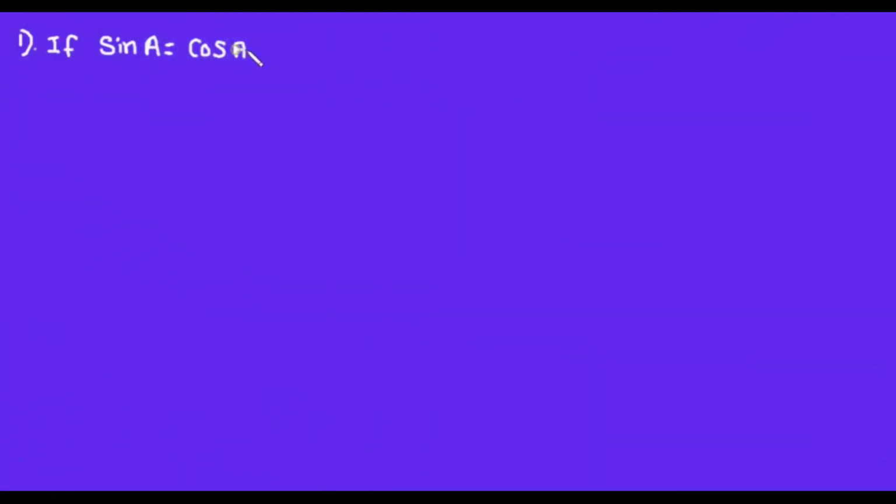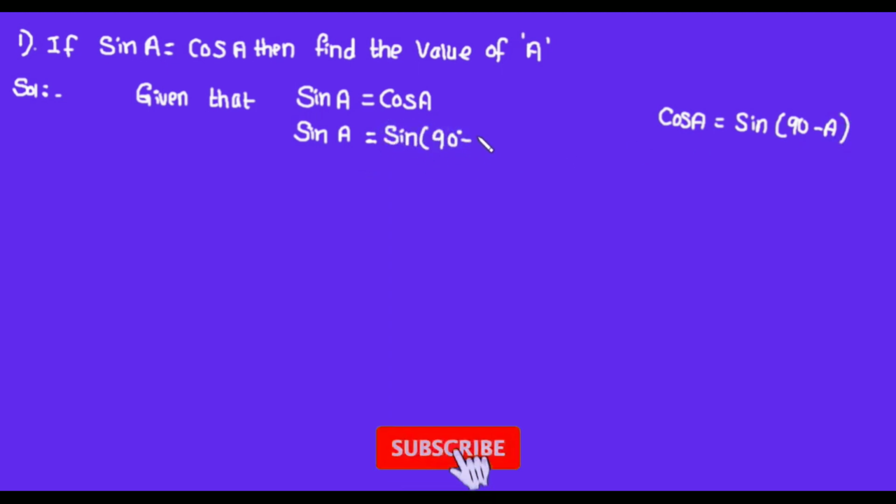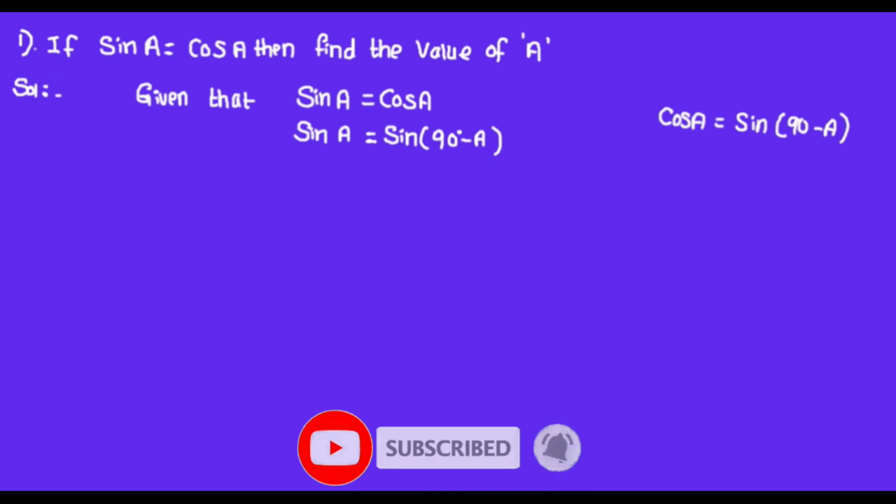Problem number 1. If sin A is equal to cos A, then find the value of A. Given that sin A is equal to cos A, here cos A can be written as sin of 90 minus A. So sin A is equal to sin of 90 minus A.